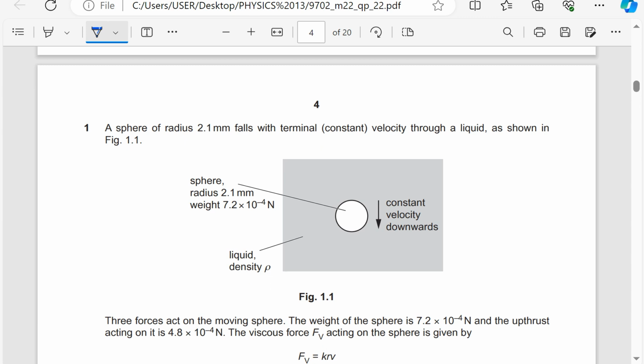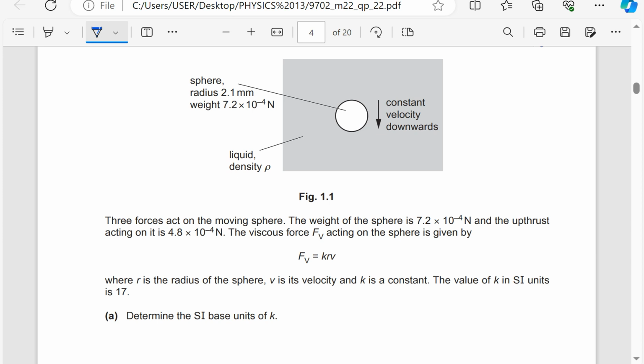Question number 1. A sphere of radius 2.1 millimeter falls with the terminal velocity, that is constant velocity. That means the resultant force should be 0, because when the velocity becomes constant, the acceleration is 0. The resultant force depends on the acceleration. If the acceleration is 0, the resultant force is 0.